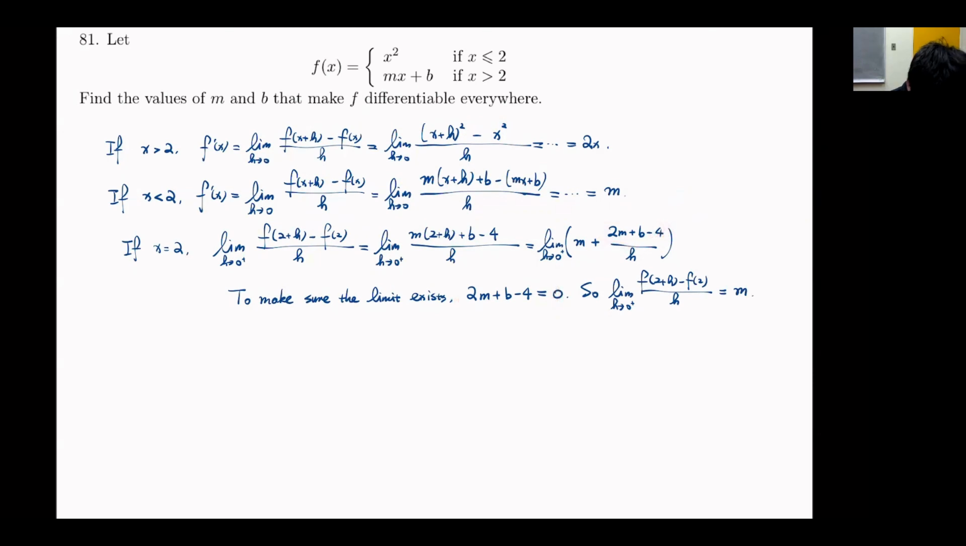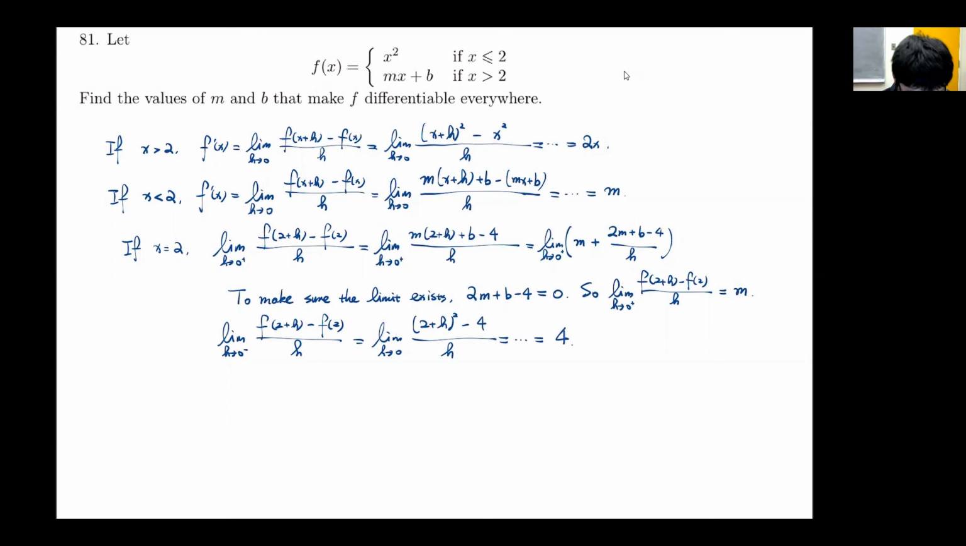On the other hand, if you look at the left-hand limit, then 2 plus h in this case is going to be strictly less than 2. So that means we need to use the x squared formula. So f of 2 plus h will be 2 plus h squared, and then f of 2 is going to be 4. So I will leave it to you to figure out the limit. And the answer at the end of the day, you will get the number 4.